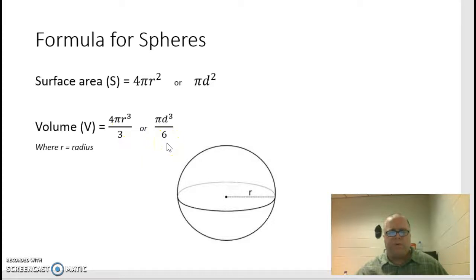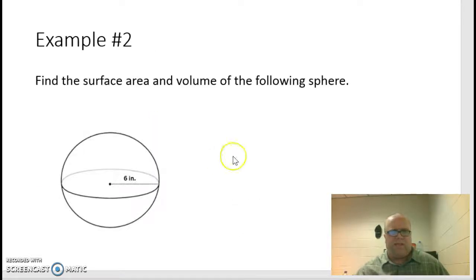And remember, we can also convert. The nice thing about spheres is we really only have to have one measurement, which is either the radius or diameter, and we can figure out pretty much everything from that one number. So let's look at an example here. Find the surface area and volume of the following sphere with a radius of 6 inches. So go ahead and try that one. You can pause the video. When you come back, we'll see how you did.